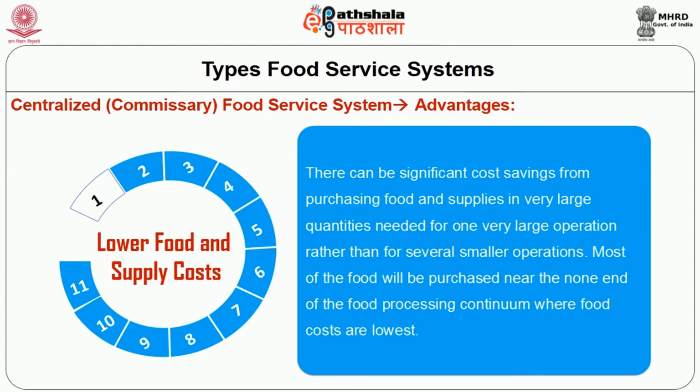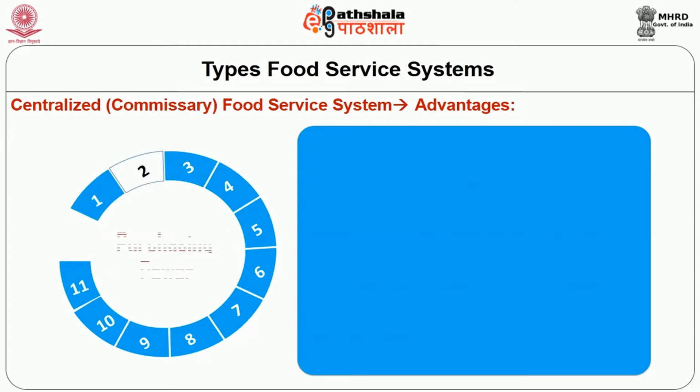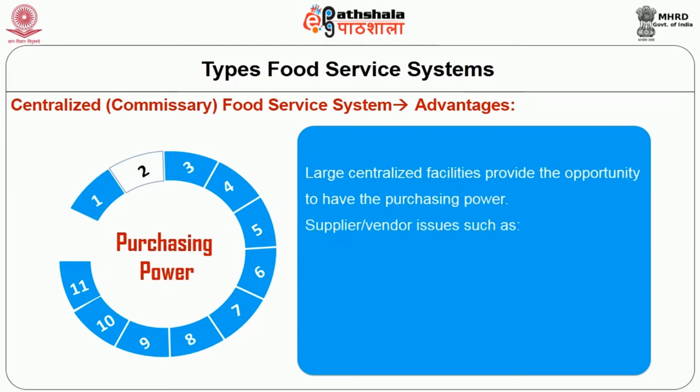There can be significant cost savings from purchasing food and supplies in very large quantities needed for one large operation rather than for several small operations. Most of the food will be purchased near the non-end of the food processing continuum where food costs are lowest. The second is purchasing power. Large centralized facilities provide the opportunity to have the purchasing power.